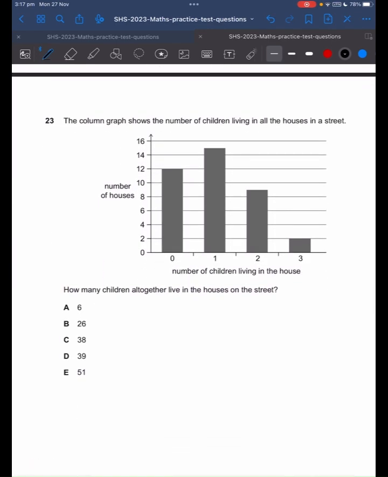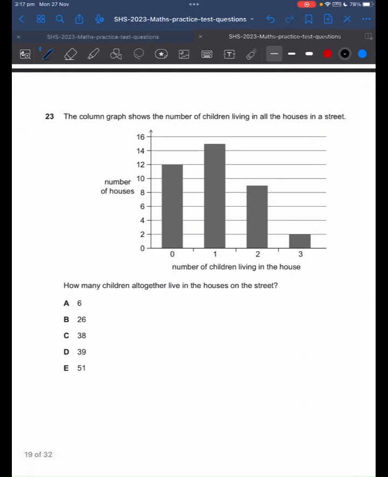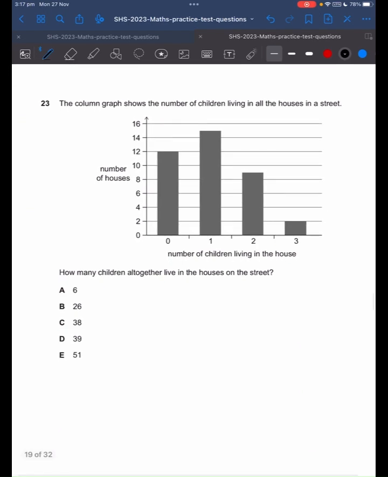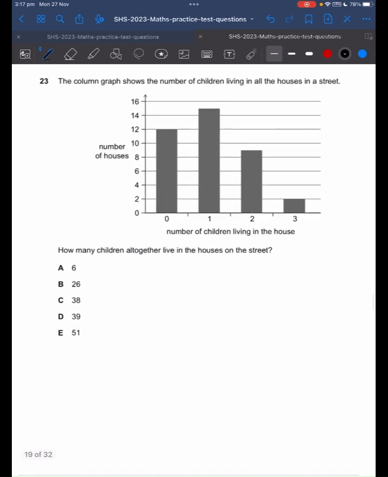The column graph shows the number of children living in all the houses in a street. How many children altogether live in the houses on the street? For this question, you have to be careful of these numbers. In house 1, there are 15 houses with 1 child. So we do 15 times 1. Now 9 houses have 2 children. What we have to do here is times by 2, since we're counting the total number of children on the street.